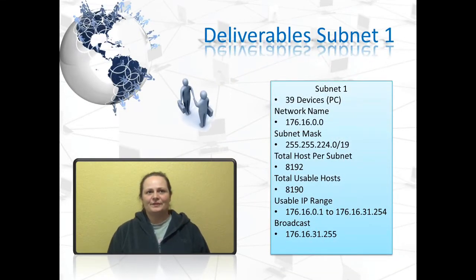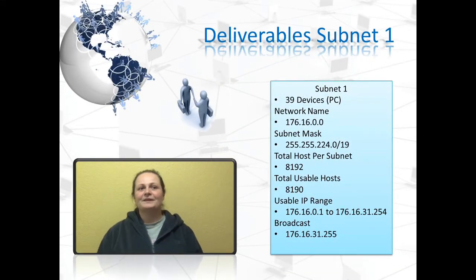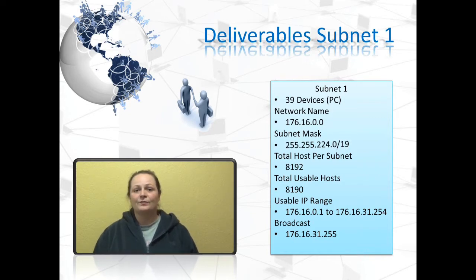All subnets we will be using will have the subnet mask of 255.255.254.0/19. Total hosts will be 8,192. Usable hosts will be 8,090. We're going to talk about our subnet number 1. This will be all our PCs. We're going to have 39 PCs with room to grow.